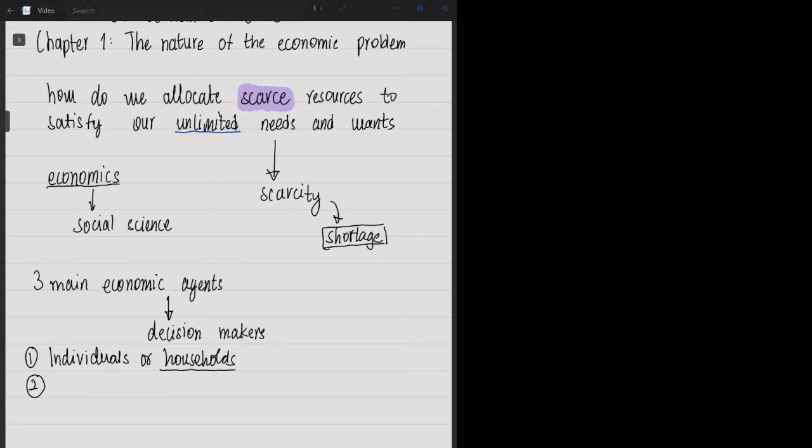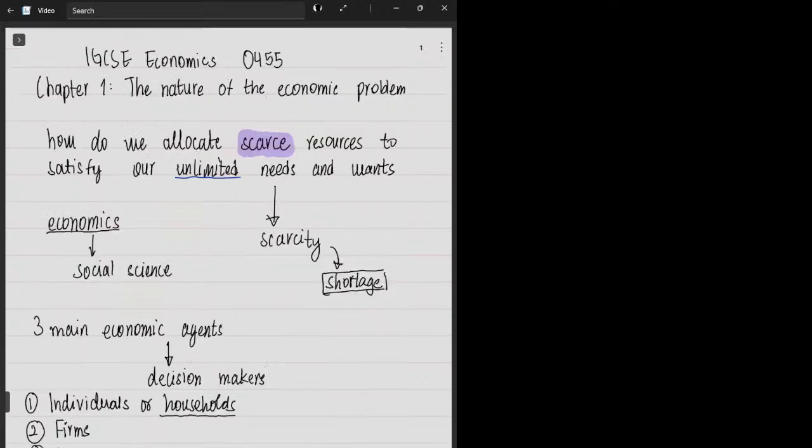Then we have the businesses. Businesses are basically called firms. And lastly, we have the government. Governments also earn, and so do firms, right? So these are the three economic agents.